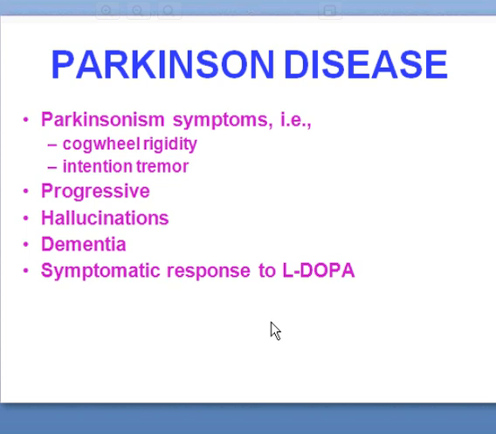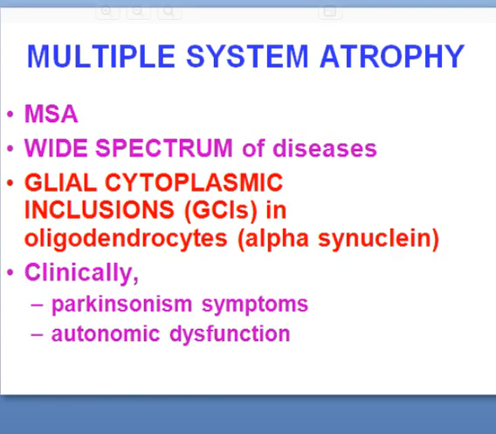Remember, we told you that there's another disease called multiple system atrophy, or MSA, if you will, and it's a wide family of diseases, but like Parkinson's disease, it also shows up as precipitates of alpha-synuclein, and it's primarily in the oligodendrocytes rather than the neurons. But it also has Parkinsonism-like symptoms as well.